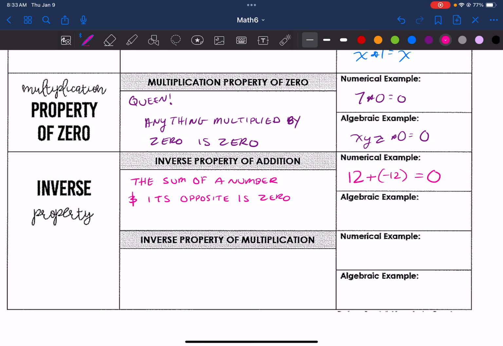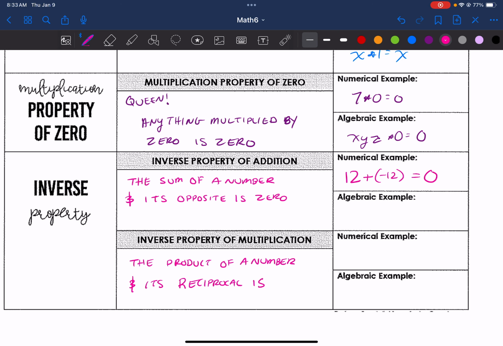But for multiplication, it's the product of a number and its reciprocal. Fancy, fancy word. Remember from fractions, when you flip a fraction, that's the reciprocal. And that gives you 1. So if I have 3/4, what is the reciprocal, the flipped fraction of 3/4? Good, it's 4/3. If we multiply this across, we're going to get 12 over 12. If you simplify, you get 1 over 1, which is just 1. That's what the inverse property does. It kind of allows us to cancel things out.